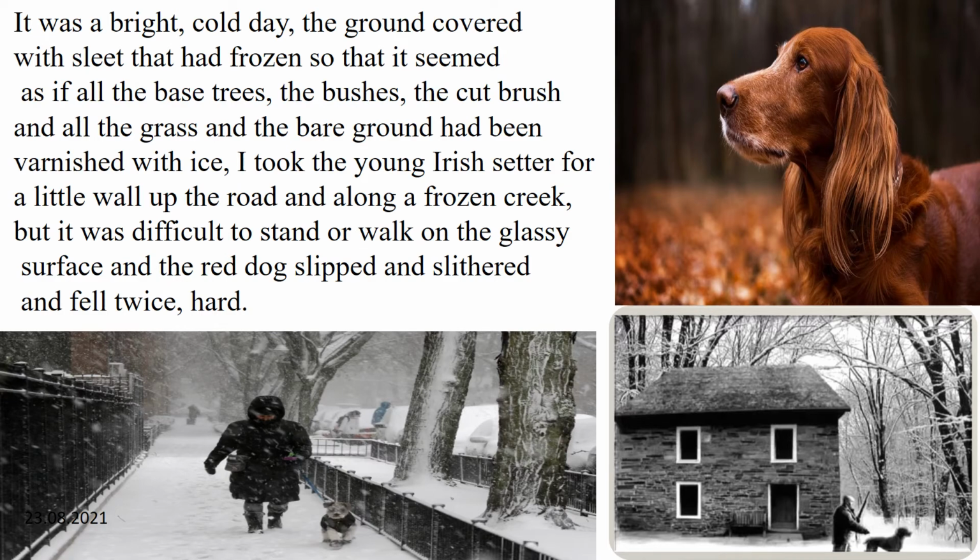Here, sleet means a mixture of snow and rain, and brush means small bushes and trees in a rough open area. Varnished means polished so that the surface is hard, shiny and transparent. Irish setter is a breed of dog found in Ireland, having a flat, soft, brownish red coat, and creek means a small river or stream.